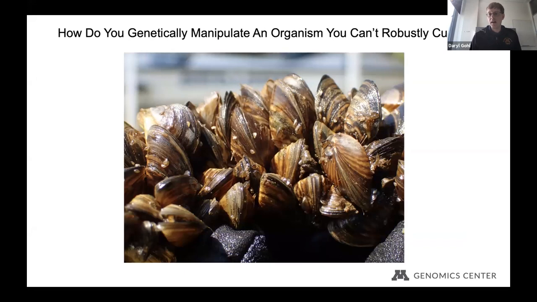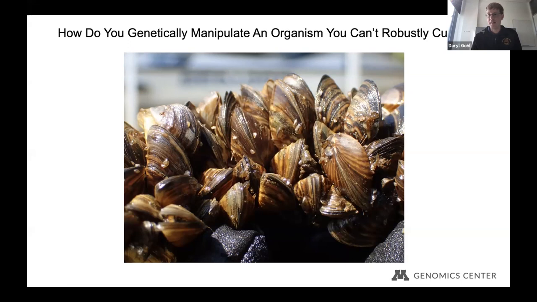However, we had another challenge. In addition to just getting that genetic and genomic information, there's also the challenge that we can't grow zebra mussels and propagate them in the lab. So we can take them into the lab and grow them for a period of time, but getting them to spawn and reproduce and establish a culture generation over generation is ironically very difficult, given how well they propagate in lakes and rivers.